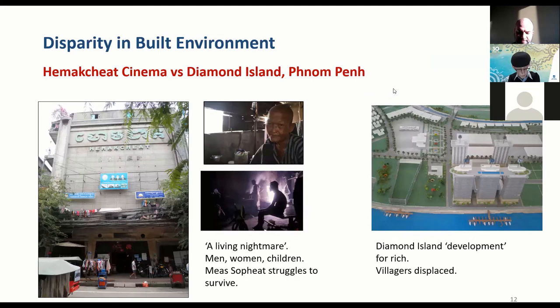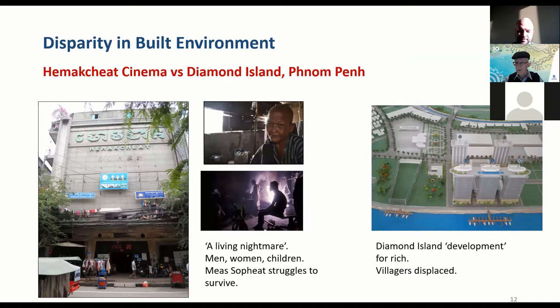And I just wanted to highlight this disparity in the built environment. In 2009, I was sent by the UN on a mission around Asia, and I went to some very poor countries, Mongolia and Thailand and so forth, and I really had my eyes opened. I can tell you it was heartbreaking. It was really heartbreaking.